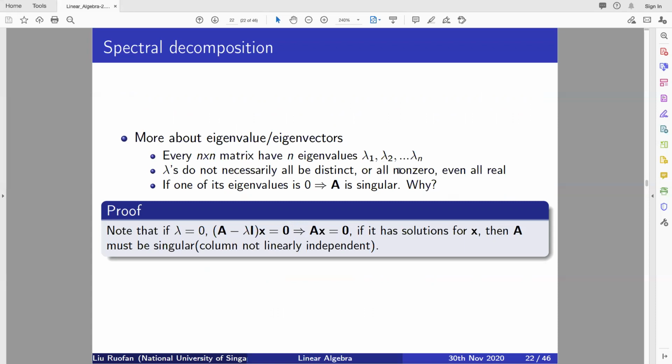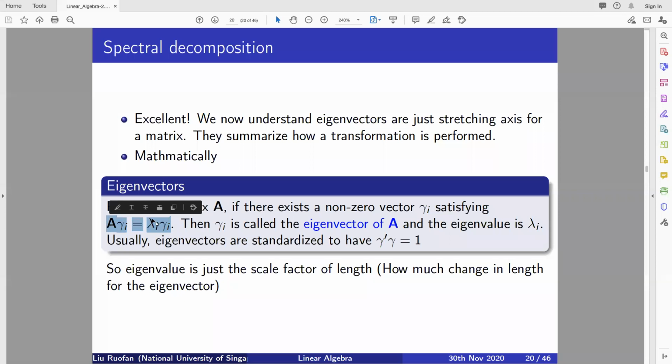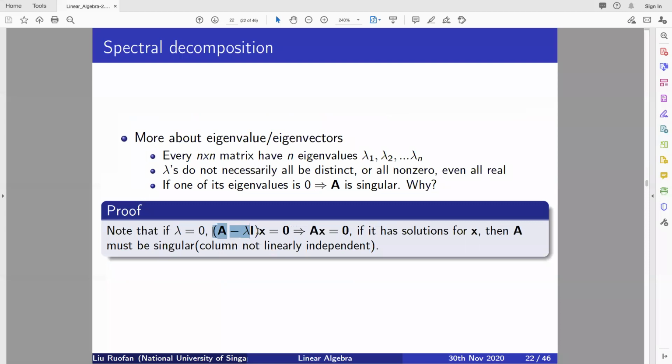Here is an interesting fact: if one of its eigenvalues is zero, that implies that A is singular. Because when the eigenvalue lambda is zero, for this equation, we can move lambda_i gamma_i to the left-hand side, and it becomes like this. Solving this equation, when lambda is equal to zero, the equation is reduced to solving Ax equal to zero. If it has a non-zero solution for x, then A must be singular. That means the columns are not linearly independent.